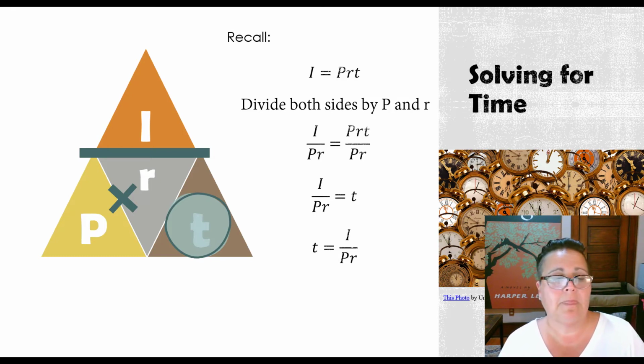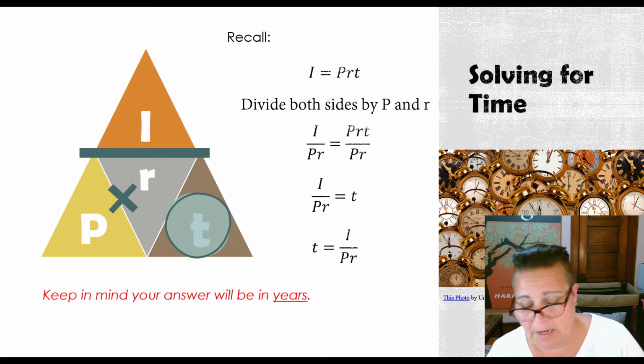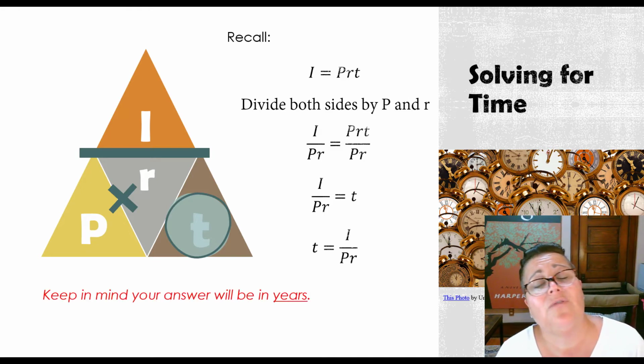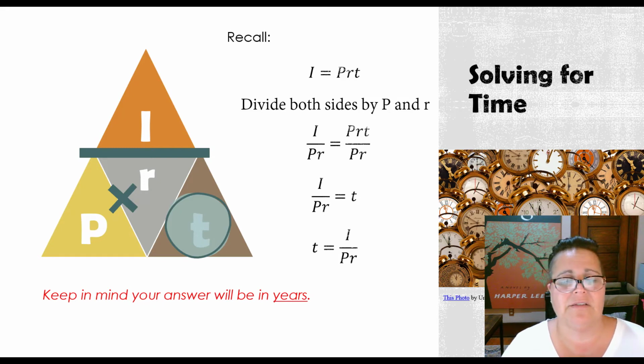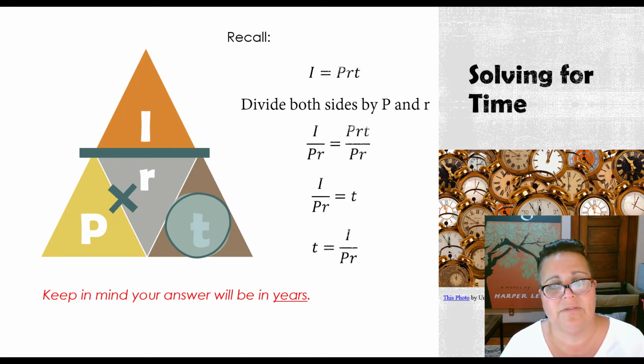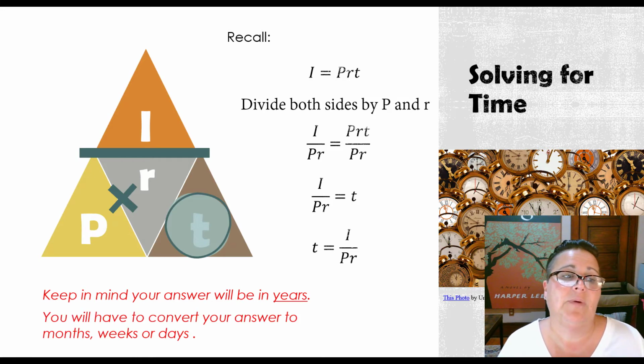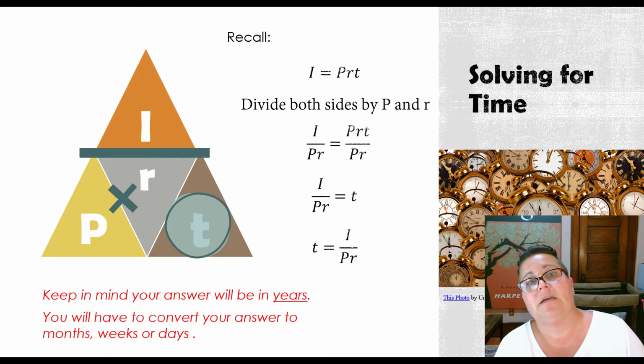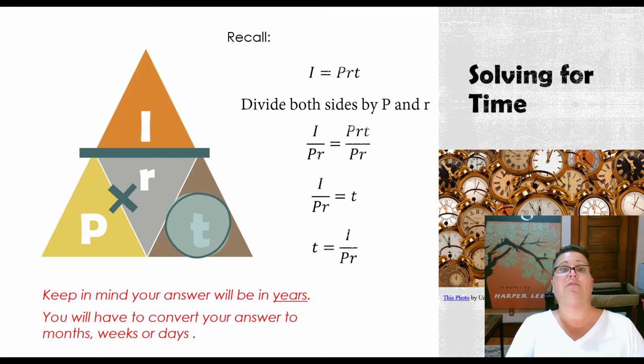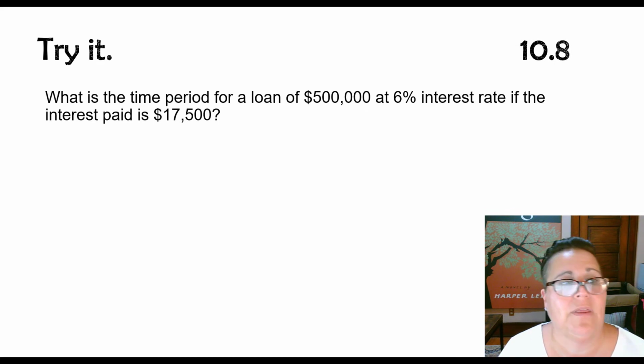All right? Now, we do want you to keep in mind that as you do these problems and you solve for time, it will be in years when you solve for it. Your initial answer will be in years because the formula I equals PRT calculates time in years. That's why we're always dividing by 360 or 365. So as we do these problems, you're going to have to convert your answer into months, weeks, or days. It depends. So in this very first example, we're going to practice that with you.